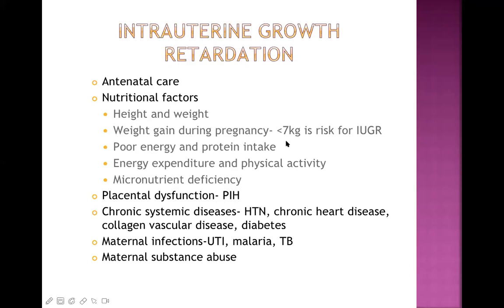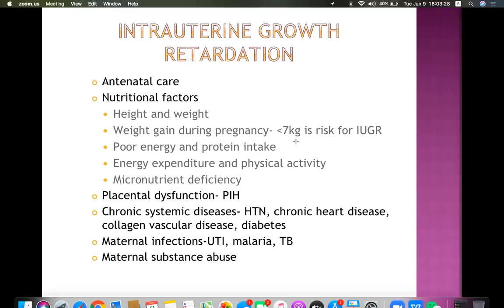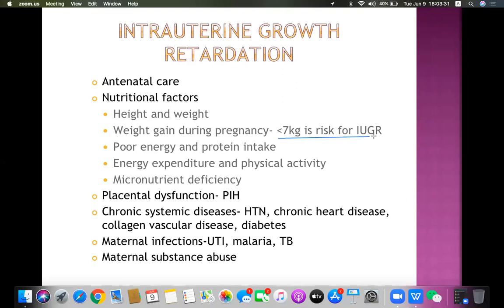Weight gain during pregnancy is another important point. If weight gain during pregnancy is less than 7 kg, okay? Now, how do we determine this? When the lady comes to the hospital for the antenatal visit for the first time, you measure the weight and record it. Just before the delivery, when she comes again, you measure the weight and record it, then calculate whether that weight gain is less than 7 kg or not. Less than 7 kg is a risk factor for IUGR. It means the baby has not grown properly. The size of the baby is small.